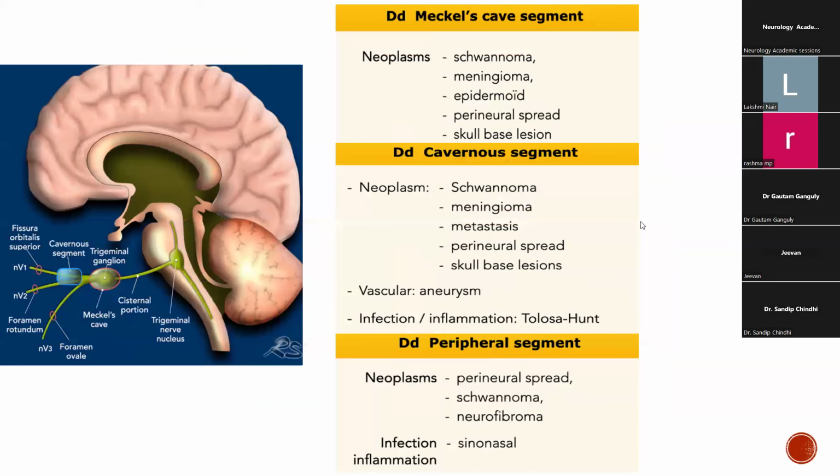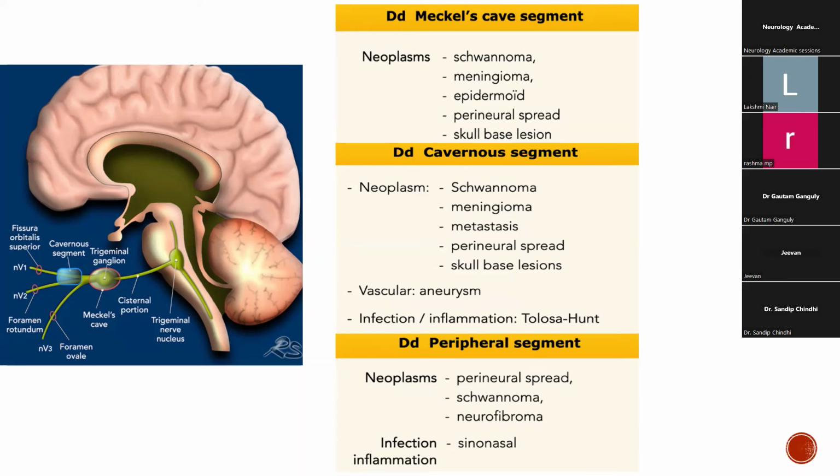In the Meckel's cave segment as well as the cavernous segment, neoplasms like schwannoma, meningioma, epidermoid, perineural spread, as well as skull base lesions are common. And in the cavernous sinus, in addition, there can be vascular aneurysms arising from the ICA, as well as infection or inflammation like Tolosa-Hunt syndrome.